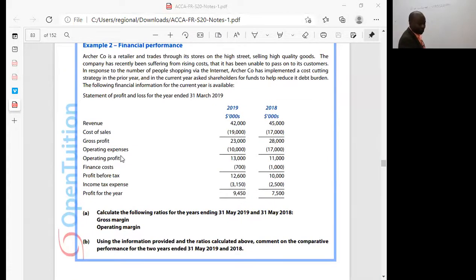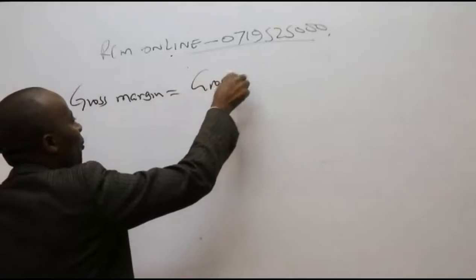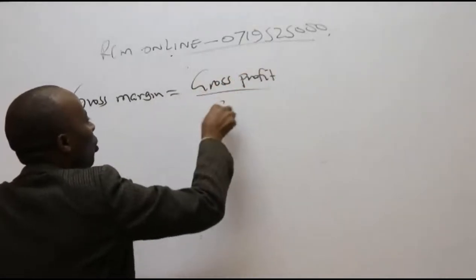So look at example 2. They want us to calculate the following ratios for the years ending 31st May 2019 and 31st May 2018: the gross margin and the operating margin. So we start with the gross margin. How do we get gross margin? To get gross margin, normally we take gross profit all over sales.